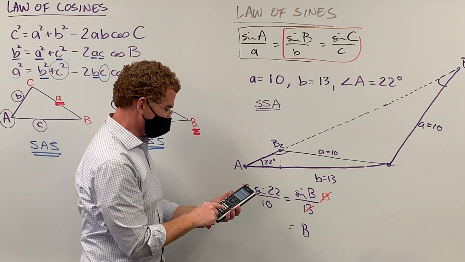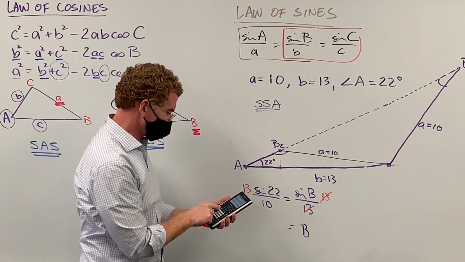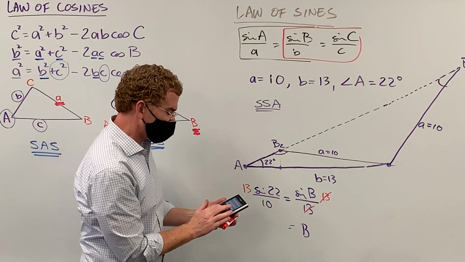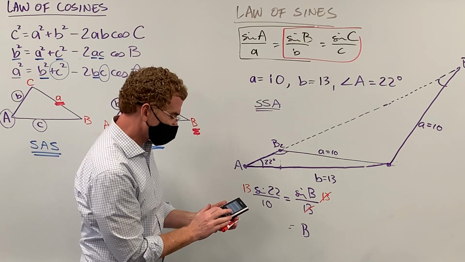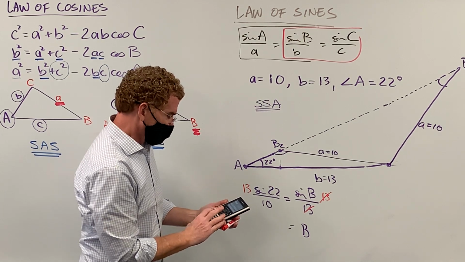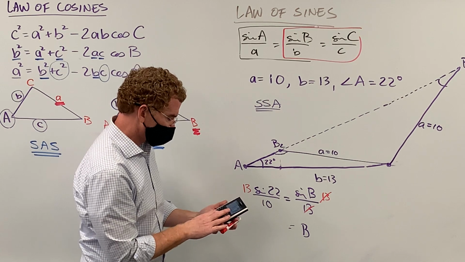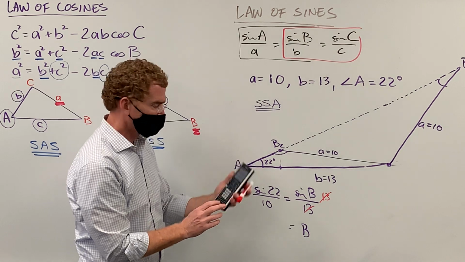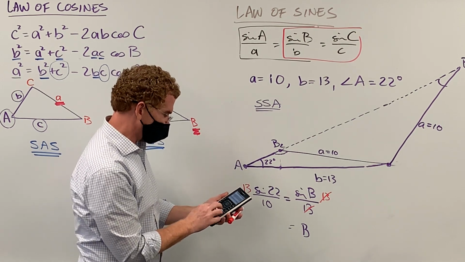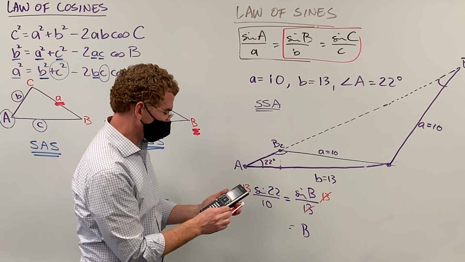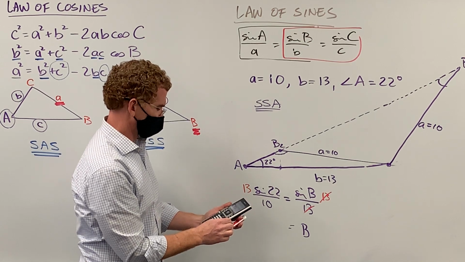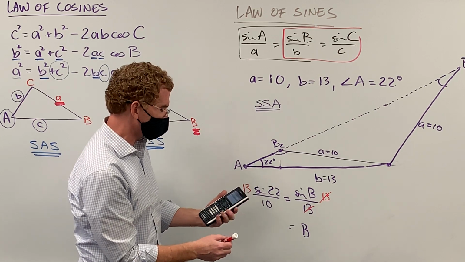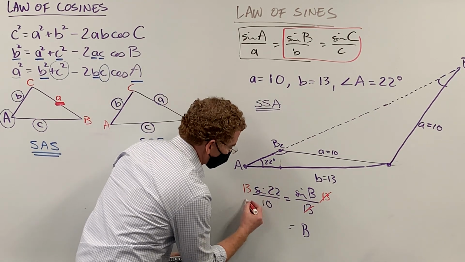So here we go. 13 times sine of 22. Make sure you're in degree mode for this whole test, more than likely. And I am not, so I'm changing it. Does everybody know how to change from degrees to radians on this? Okay, so I'm going to do that and then divide by 10. And my calculator spits out 0.48699.